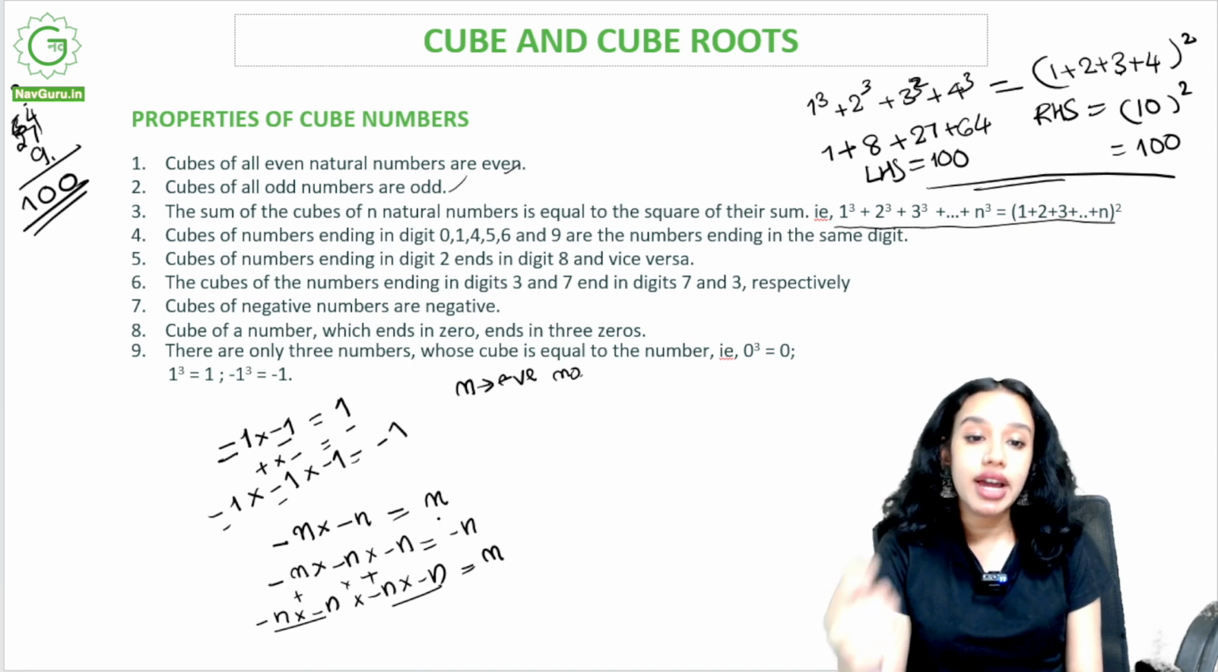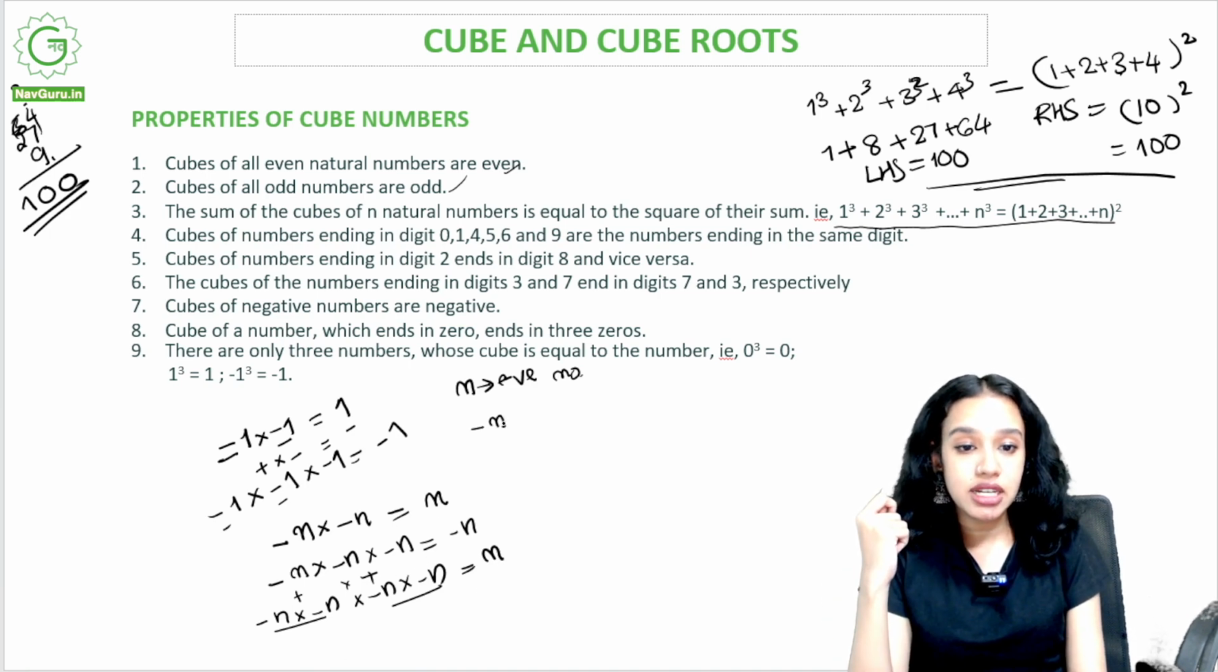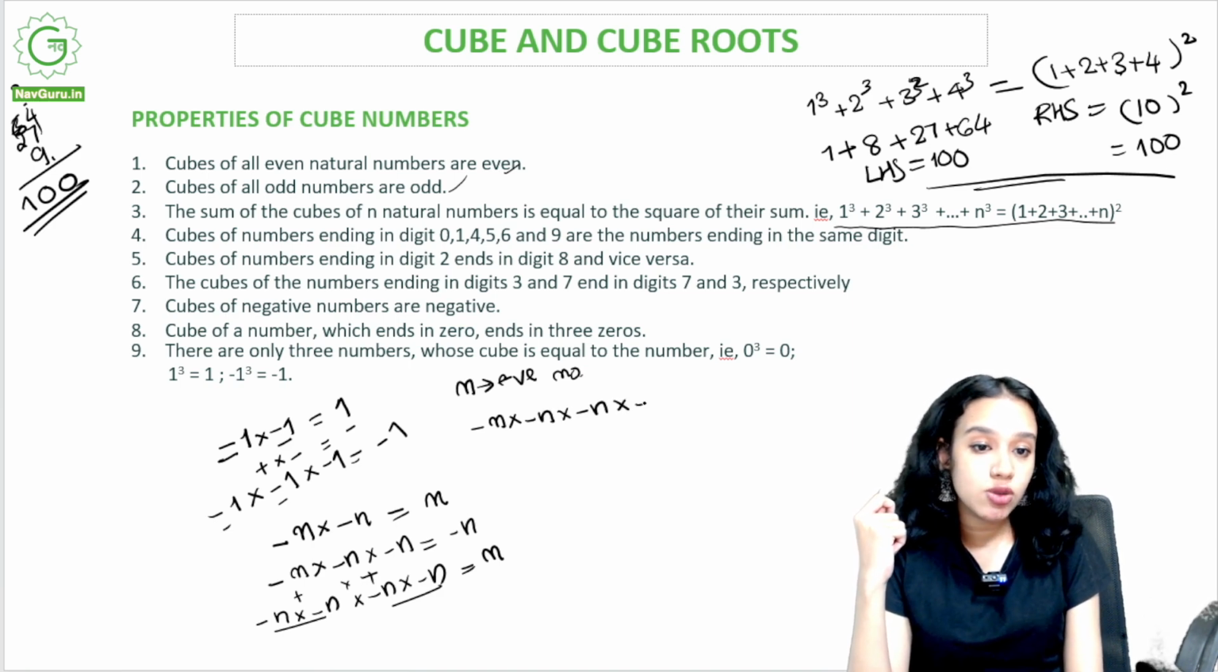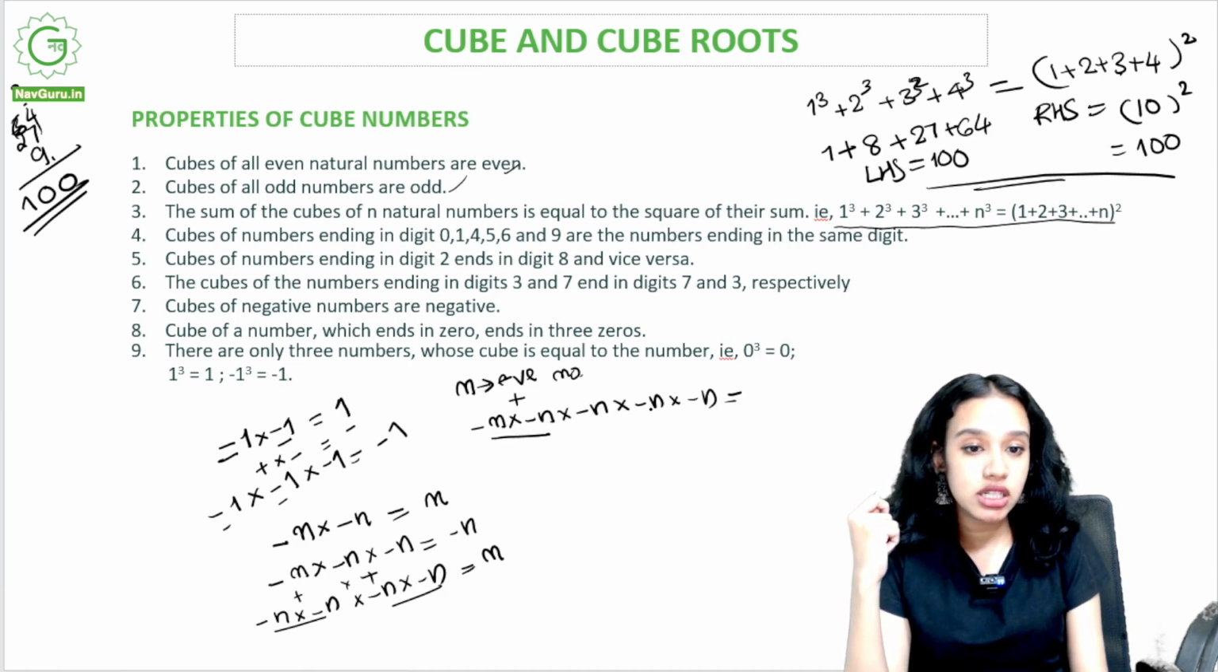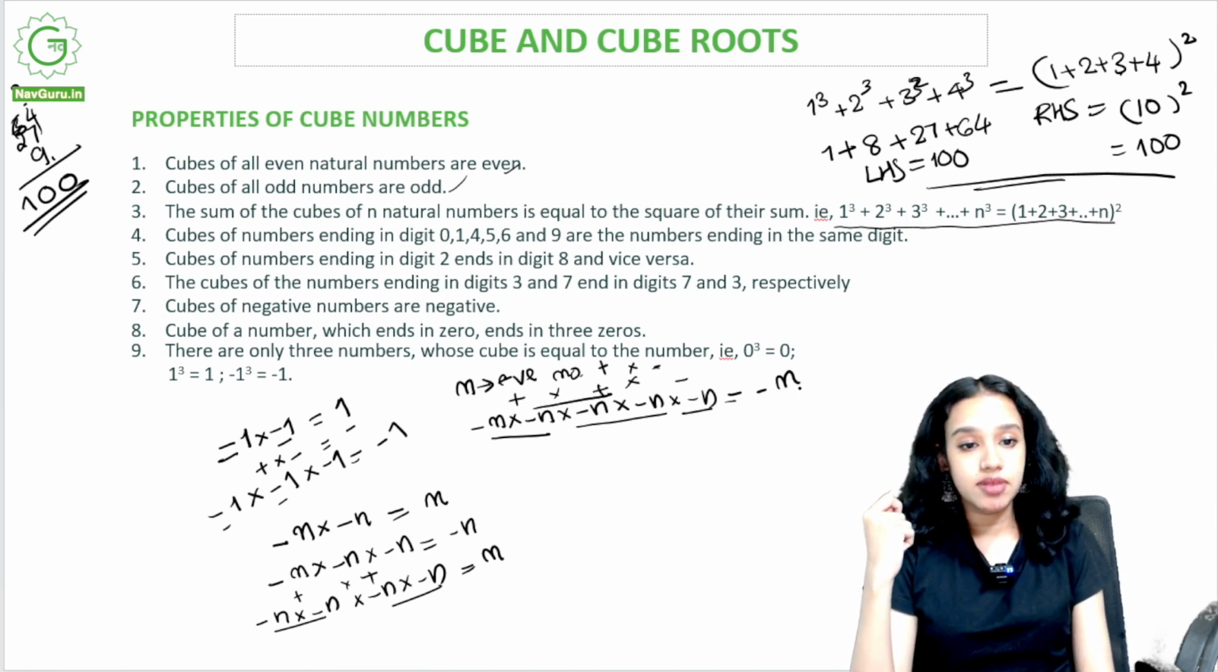Now, what about 5 negative numbers? If we have minus n into minus n into minus n into minus n into minus n, this would give us negative into negative, which becomes positive. Now, negative into negative is again positive, and we have a negative here. So, we have positive into positive, which is a positive, into a negative sign. So, this again comes out to be negative, right?